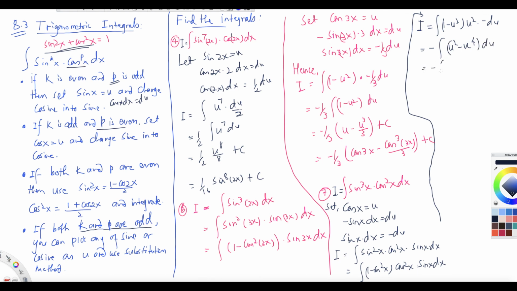Negative, what is the integral of u squared? That is u cubed over 3, right? Minus, what is the integral of u to the 4? It will be u to the 5 over 5, right? That's the power rule. And then plus c. So how would that look? Negative, u is cosine, so it is cosine cubed x over 3 minus cosine to the 5th x over 5 plus c. So you can write this as the final answer.